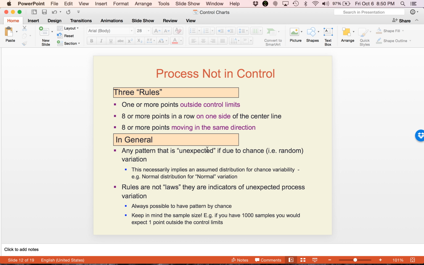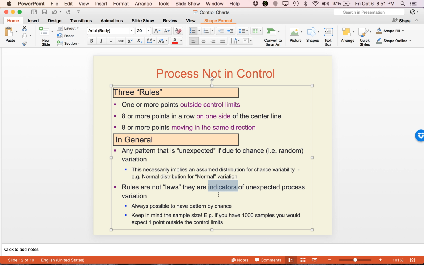The thing to keep in mind is that the rules are not laws. So just because something violates one of these rules here, that we have 8 or more points on one side or a point outside the control limit, doesn't necessarily guarantee the process is out of control. It only indicates that the process might be out of control. It indicates that there's something unexpected there and it needs to be investigated. It's always possible that such a thing could have just happened by chance. It just happened to be its time to come up. And also you need to keep in mind the sample size. The more data points you have, the more likely that rare things actually will occur.